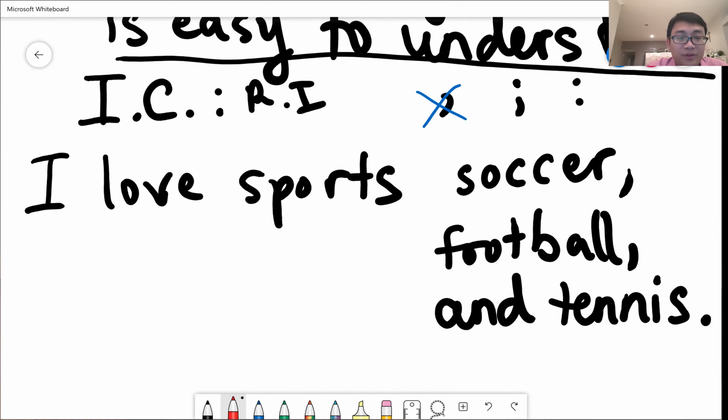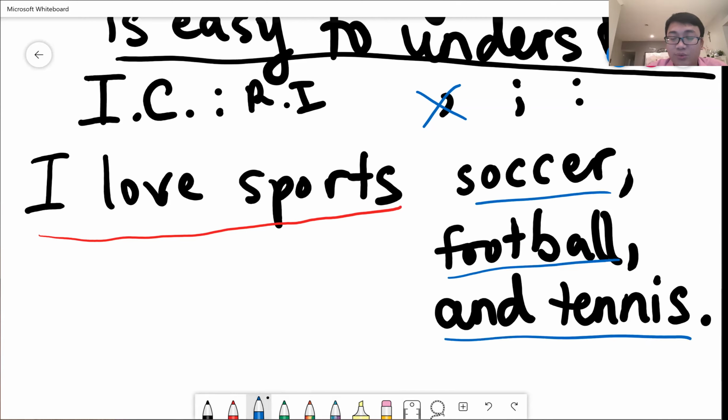Well, first of all, is this an independent clause? The answer is yes. Okay. Is this relevant? All of this, is it relevant to whatever I talked before this? Yes. I said I love sports. These are the examples of sports that I love, right? So it's relevant to this. So we can use, in fact, a colon is best used here, nothing else.